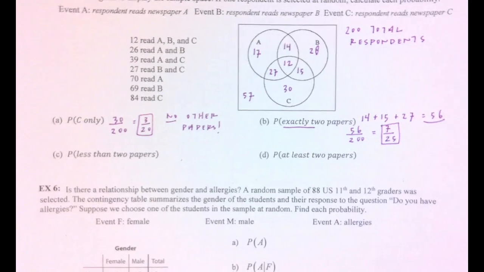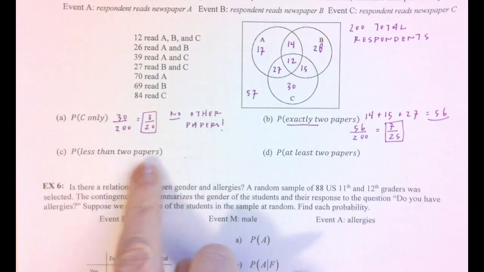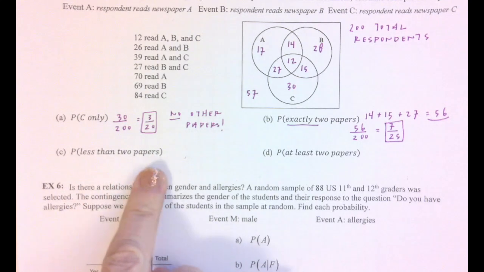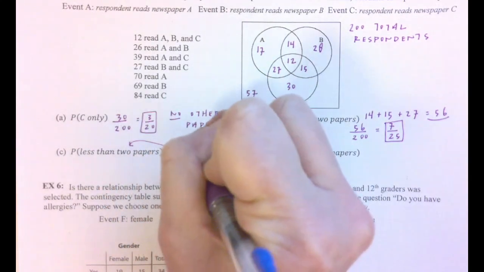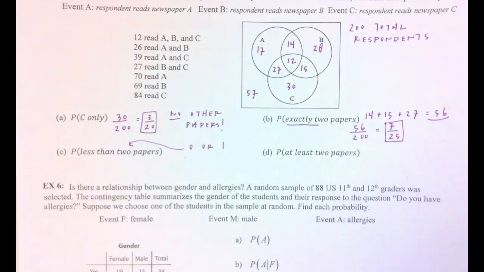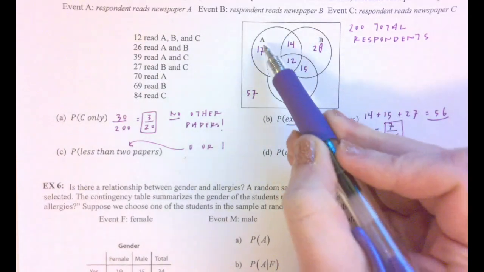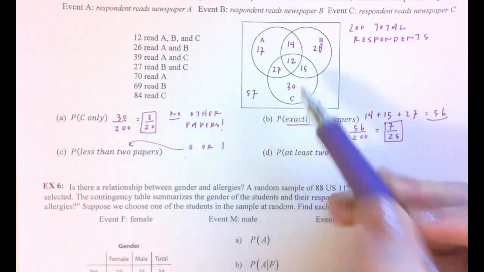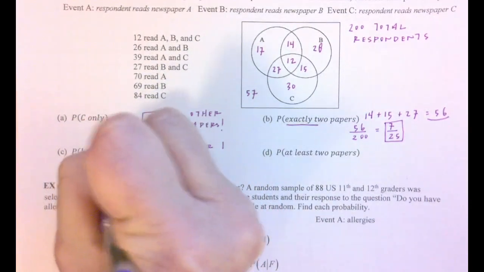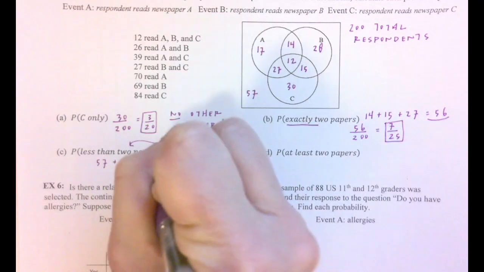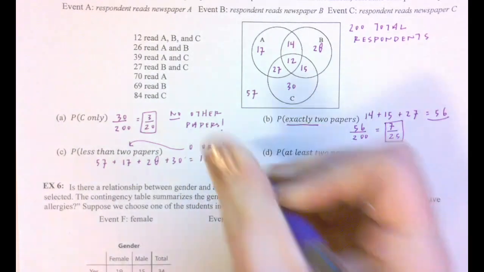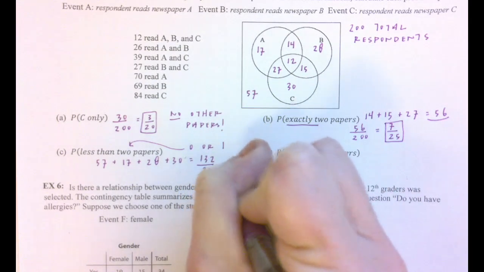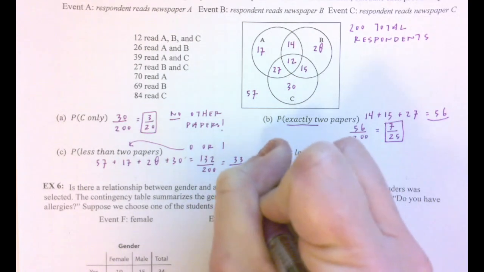Okay. Next up, less than 2 papers. So less than 2 papers means it could be 0 or 1. 0 papers would be the 57. Exactly 1 would be 17, 28, 30. So I'm going to take the 57, add it to the 17, 28, 30. That adds up to 132. Divide that by 200, reduce it down, we get 33 out of 50.